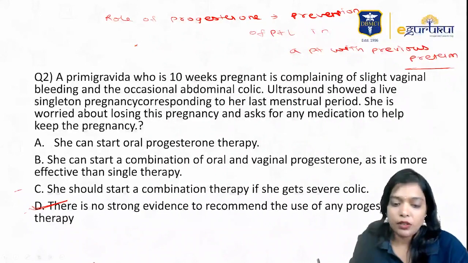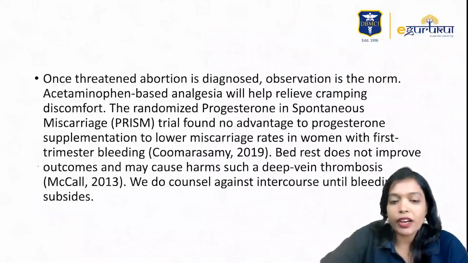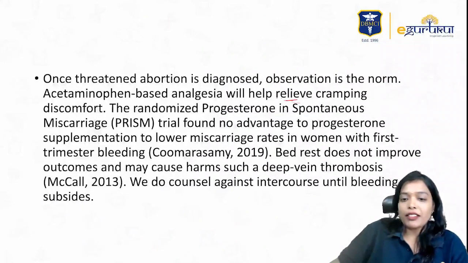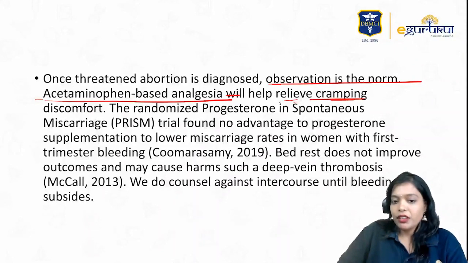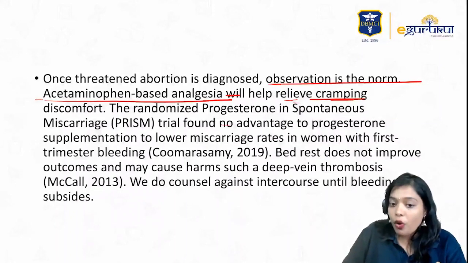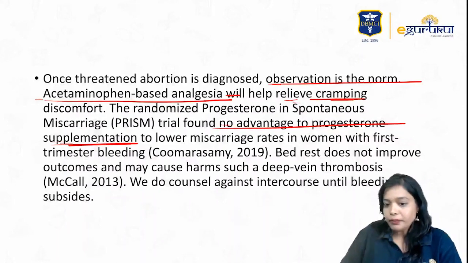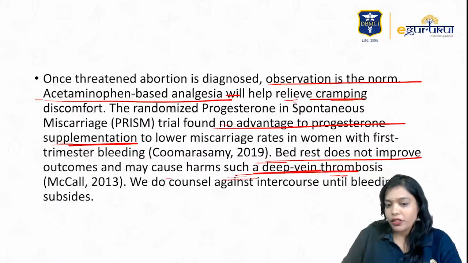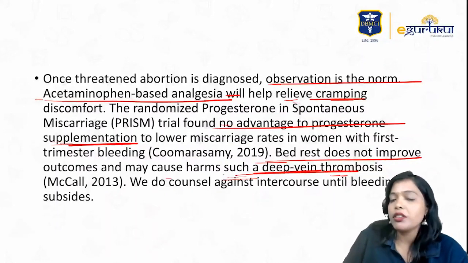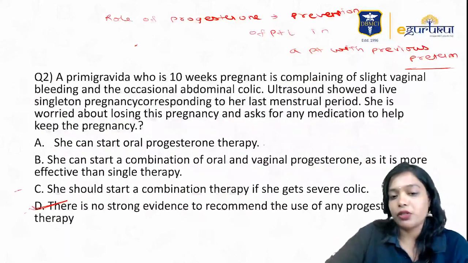Okay. So I'll also show you what the new Williams says. Once the threatened abortion is diagnosed, observation is the norm. You can give acetaminophen-based analgesia that will help in relieving the cramps. The randomized Progesterone in Spontaneous Miscarriage trial, the PRISM trial, found no advantage to progesterone supplementation to lower miscarriages. Bed rest also does not improve outcome, and it just increases the risk of deep vein thrombosis. So you have to counsel them against intercourse until the bleeding subsides. Apart from that, nothing else to be done.